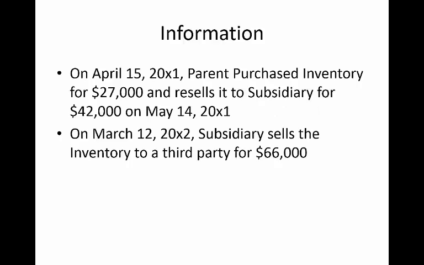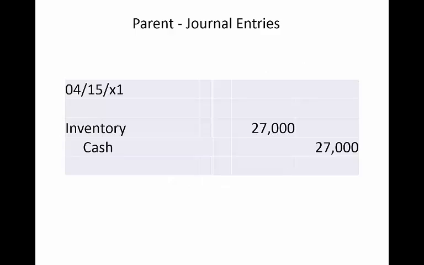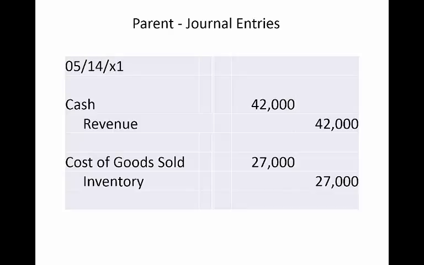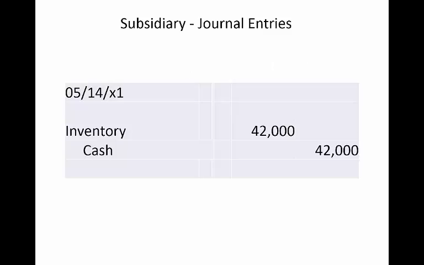For consistency, we'll use the same numbers as we saw in case 1. The only difference is the subsidiary sells the goods in March of X2 instead of November of X1. So we'll debit inventory and credit cash on the purchase. And then you can see here, this is the entry the parent will record when they sell the goods to the subsidiary, and then when the subsidiary buys the goods. And these entries are the same for case 1 and case 2.